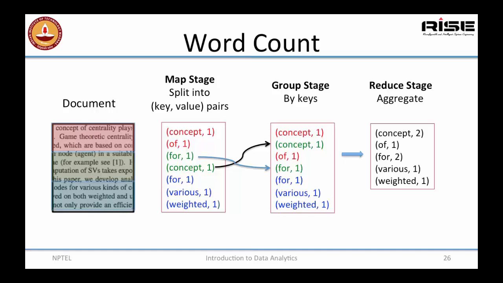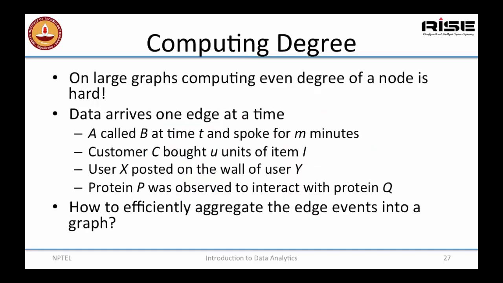It's not only in working with documents and other things, even simple items, even simple computation which you would have thought was straightforward, can become complicated when you're dealing with it at scale. So here is an example. I would like to compute the degree of a node in a graph. On very large graphs, computing even the degree of a node becomes a little harder. Why is that? Because the data itself is not available to you at one time.